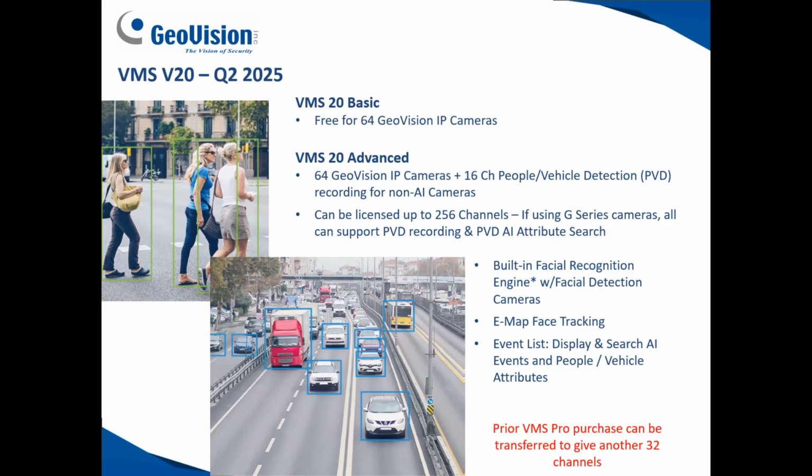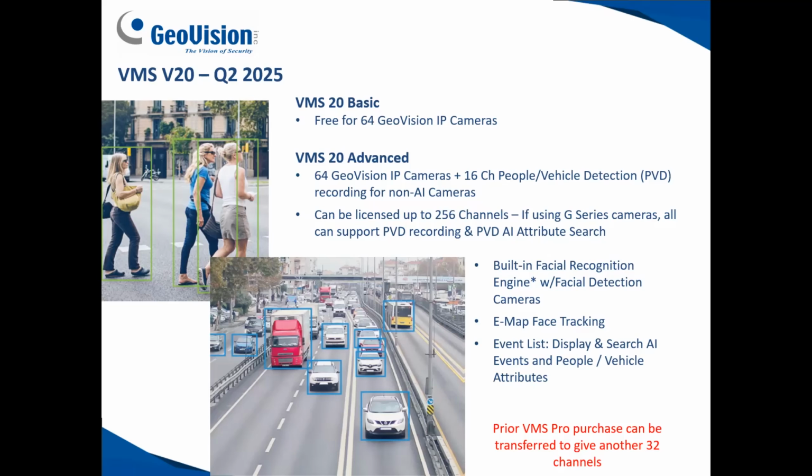Now, I mentioned that this first tier with 64 channels unlocks the analytics for all 64 GeoVision AI cameras. This means that any camera in the GeoVision lineup that has analytics built in, you can now leverage within the VMS v20 software. So if you wanted to set up alerts based on loitering activities or line crossing, or maybe you want to do people or vehicle counting within the VMS, you can do that.